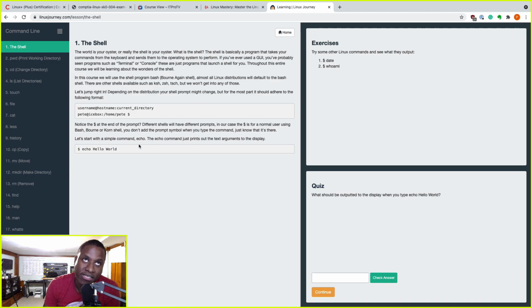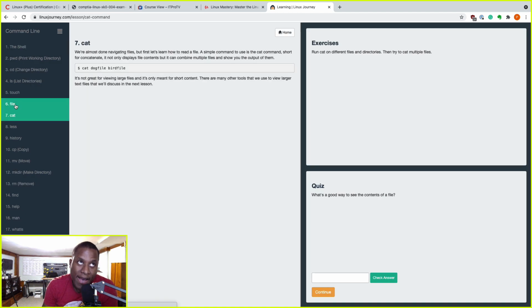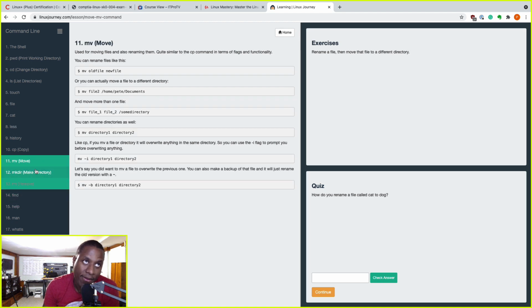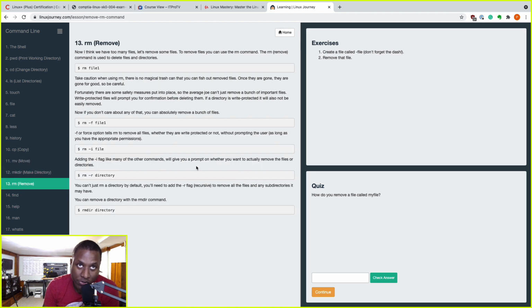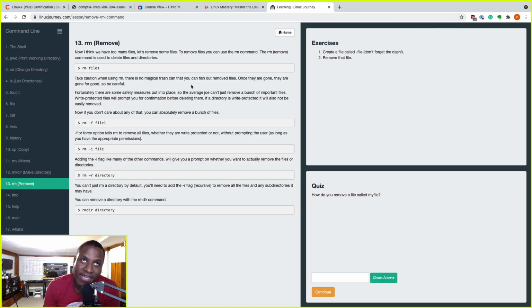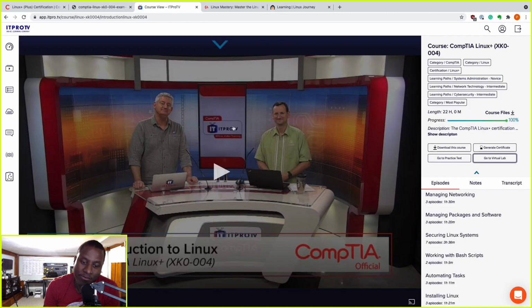I went through this, and it was pretty interesting: the cat command, the file command, the less command, the mv command, the rm command, the mkdir command. So it gives you different aspects of Linux that you need to understand to help you pass the exam, because these are questions they're going to ask you on the Linux Plus exam. So definitely take a look at it. It's a great lab environment, I would say, for those of you who don't want IT Pro TV. Definitely worth taking a look at.